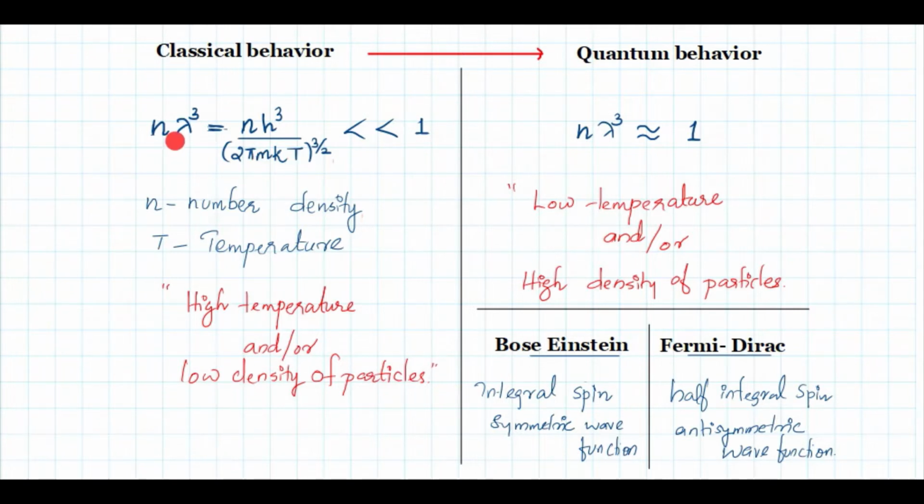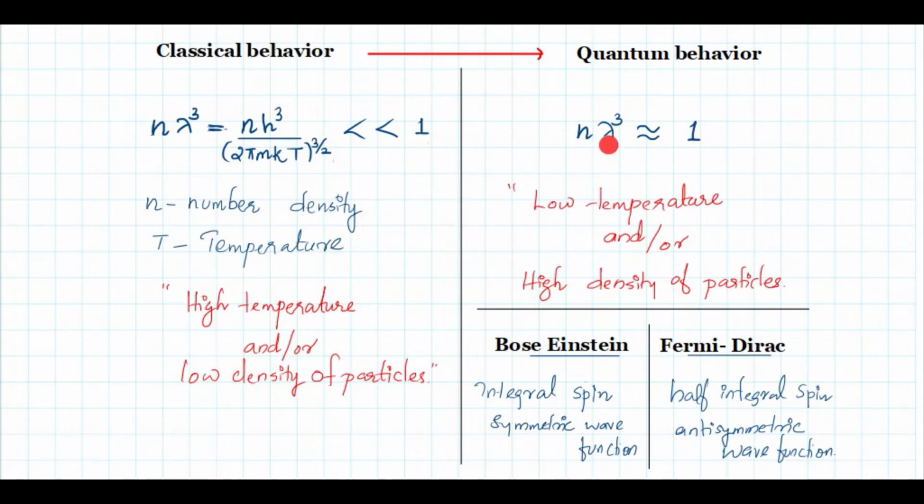If n lambda cube is very much less than 1, then the system will show classical behavior. And this happens at high temperature or for a system consisting of heavy particles, and if the number density is very low. So these are the conditions favorable to show classical behavior for a particular system.